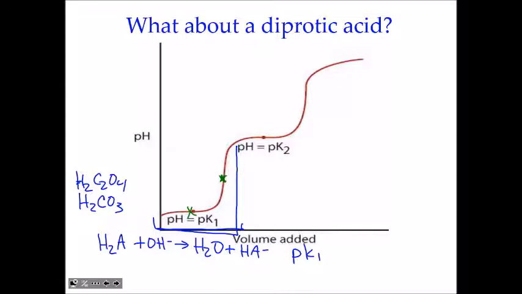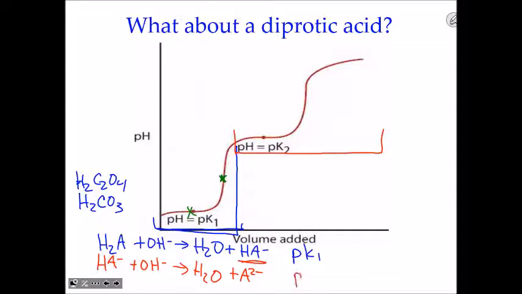Now the second part over here, this part of the curve, is to take off the second H. So you would start with the conjugate. You're still going to get water as a product, and then you would have the conjugate base A minus 2 because you took off both H's there. This is going to give you your pK2 equals the pH at the midpoint. This one equals the pH at the midpoint of the first curve. The pK2 is going to equal the pH at the midpoint of the second curve of that buffer region. So this is buffer region 2.